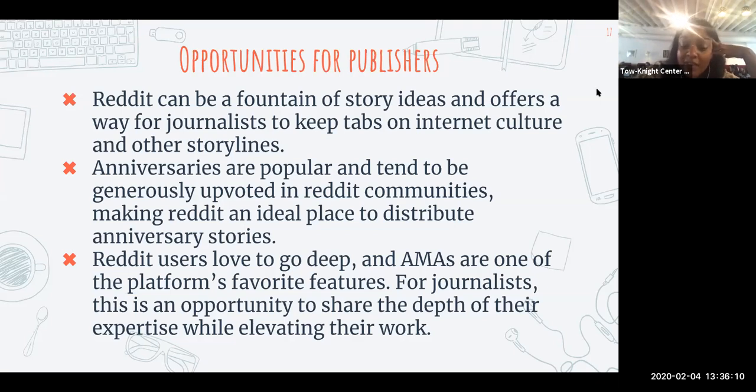One thing that a lot of savvy publishers will do is find a story on Reddit, report the story like they would any other story, write the story like they would any other story, and then also put it out in Reddit communities, often ones that inspired those storylines, giving credit where credit is due. And that tends to be just a really great technique for a lot of publishers.